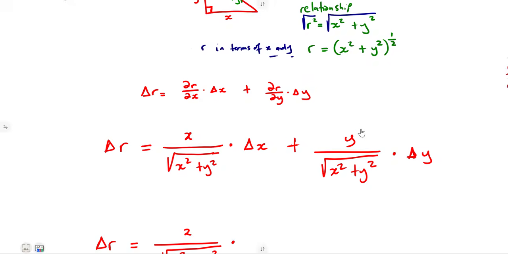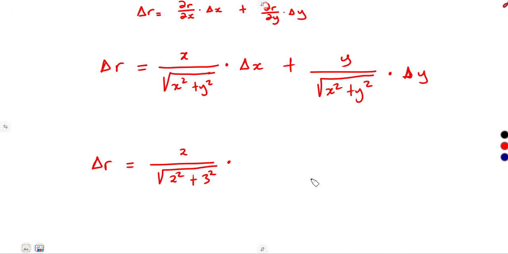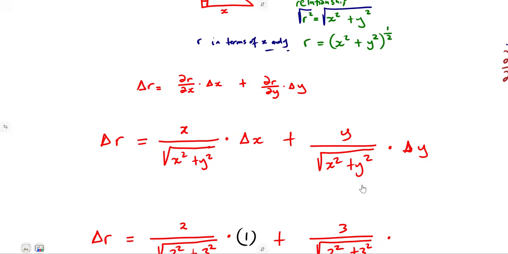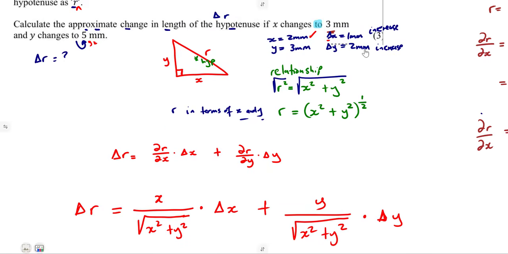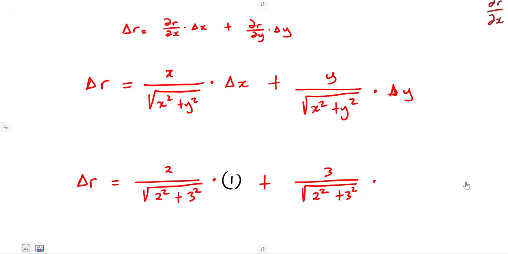Remember, we calculated that one. So it increased by 1 unit. Plus y is given. Remember, y is 3 and our x is 2. So that's the square root of 2 squared plus 3 squared, times the change that happened in y, which is 2 millimeters. An increase, that's a positive.